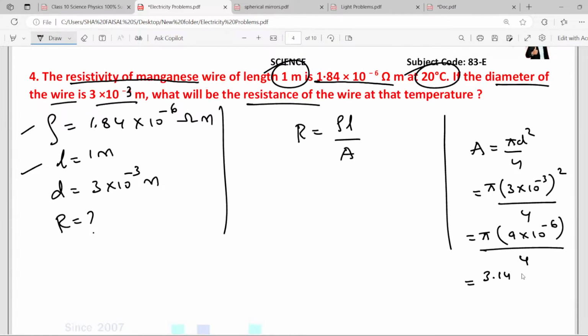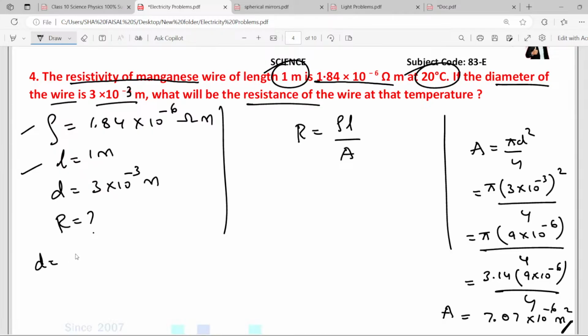The value of pi is 3.14 into 9 into 10 power minus 6 divided by 4. If you simplify these complete values, you will get the answer as 7.07 into 10 power minus 6 meter square. You can check once. So this will be the area. If you simplify all these values, ultimately you will get the area this much.